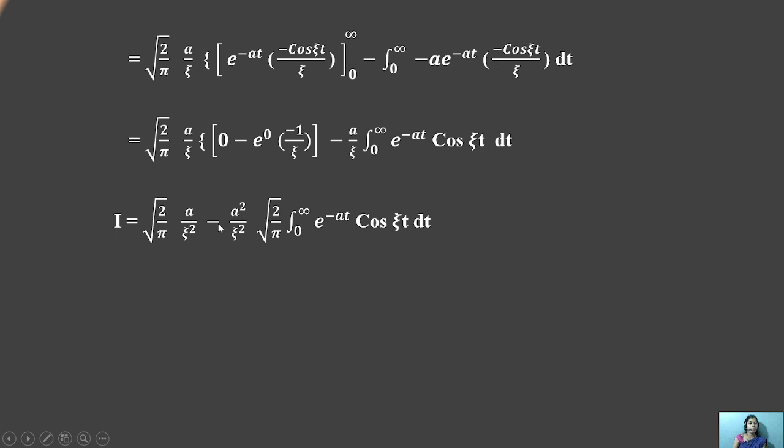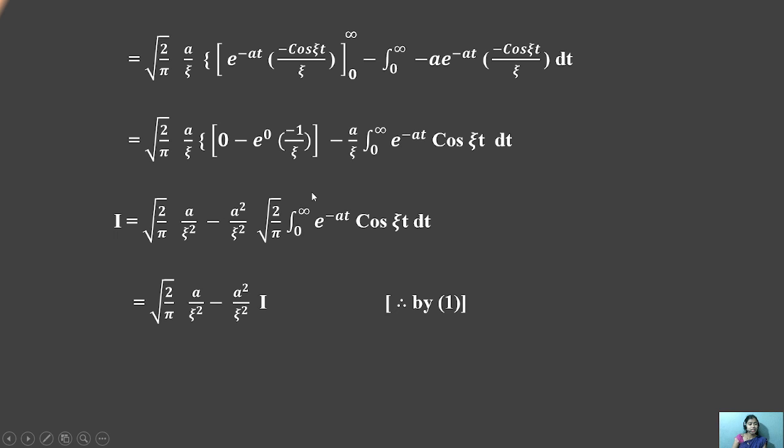This will generate this minus sign. This is multiplied in both terms by square root of 2 by pi, and this is the same term, that is a squared upon xi squared, integration 0 to infinity e to the power minus at cos xi t dt, they will be converted. Okay, this value will be generated.